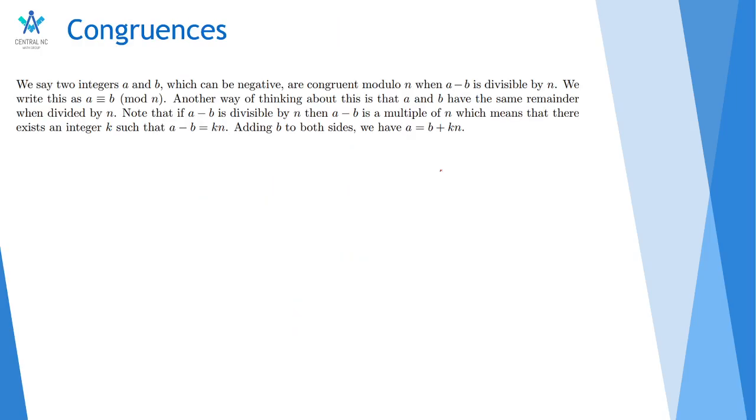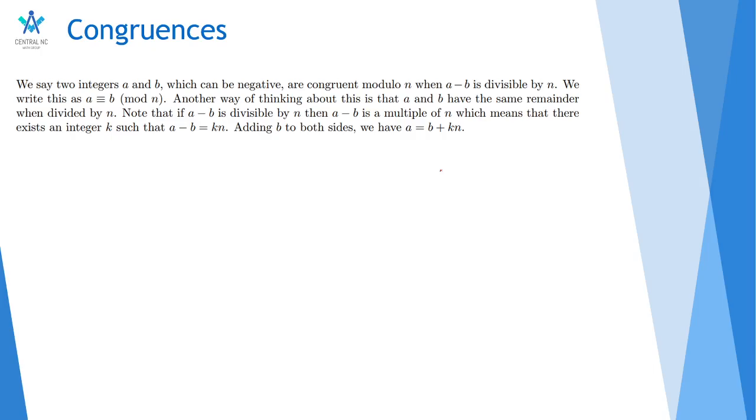As we go on here, note that if a minus b is divisible by n, then a minus b is a multiple of n. Let me read the first line again. We say two integers a and b, which can be negative, are congruent modulo n when a minus b is divisible by n. That also means they have the same remainder, and we'll look more into this property later. So if a minus b is divisible by n, then a minus b is a multiple of n, which means that there exists an integer k such that a minus b is equal to k times n. Adding b to both sides, we have a equals b plus kn.